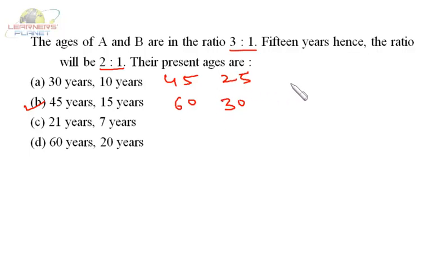Okay. Now let's see an alternative technique also. Suppose A and B are in the ratio, here it is 3 is to 1.